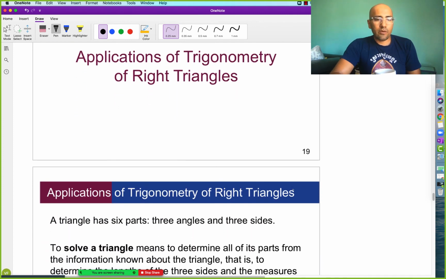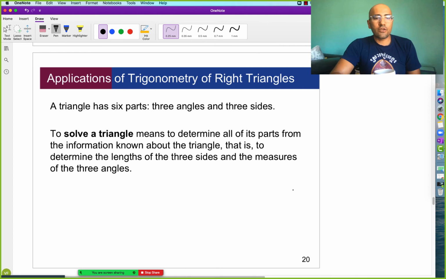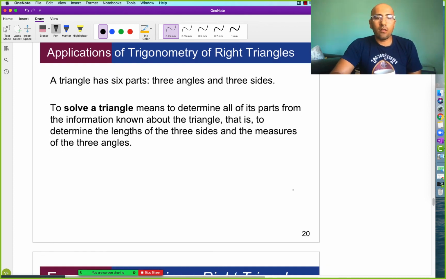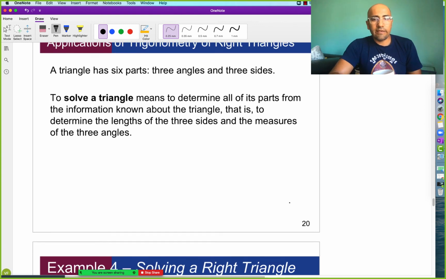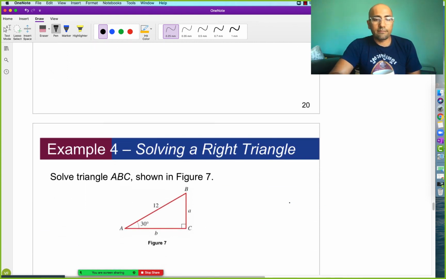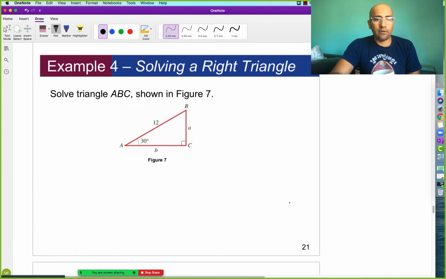Applications of trigonometric right triangles. Okay, so to solve a triangle means to determine all of its parts from the information known. So you have to find all the interior angles and all 3 sides given the information provided. So here's an example of something that might say solve this triangle. They only gave us the hypotenuse and 1 angle, but from here we can figure out everything else.